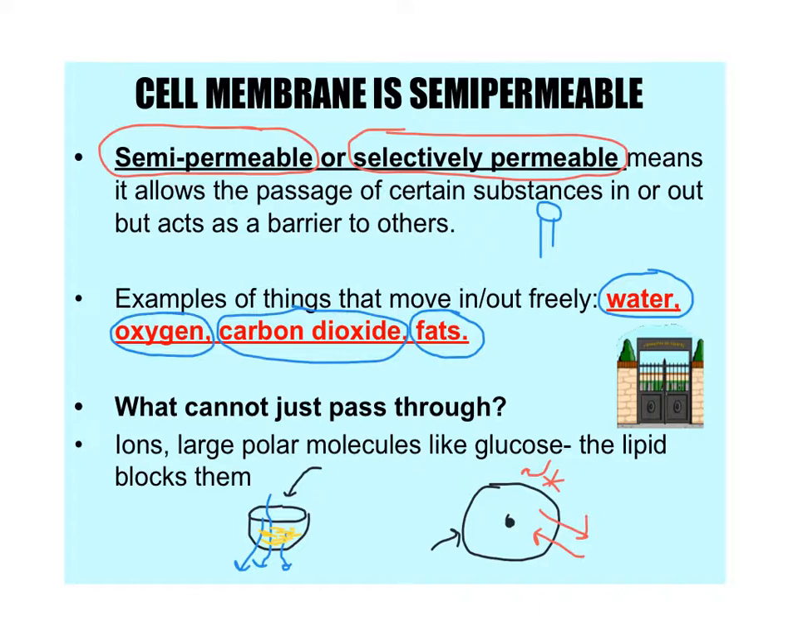What are things that cannot go through? Large polar molecules like glucose cannot get through. And also ions, if they're charged, they cannot get through. The cell membrane blocks those things. Those things need a door, like this door right here. And remember, that would be a protein channel that allows large molecules to enter or exit the cell.